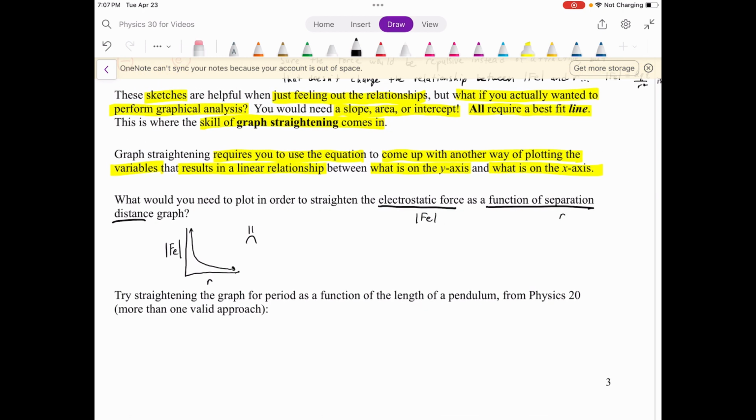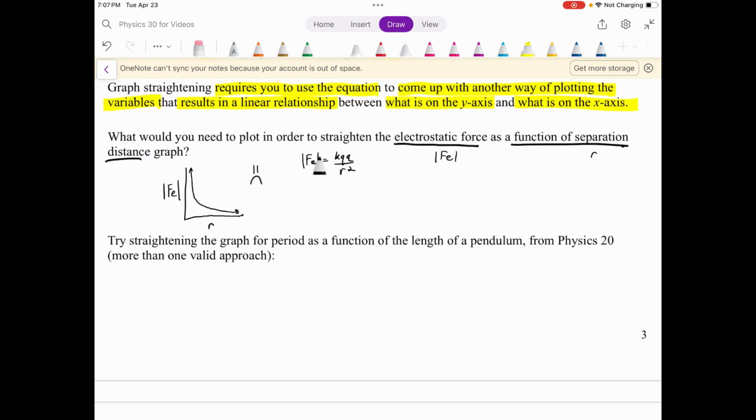So, like I said, start by writing out the relationship. Start from the equation. So the equation is this. The electrostatic force is equal to KQQ over R squared. Now let's pull out of that the relationship between the parts of this equation that tell us how the electrostatic force depends on R, the separation distance, right? Yes, it depends on Q and Q, but if we're just focusing in on how it depends on R, it's this: it's inversely proportional to the square of R.